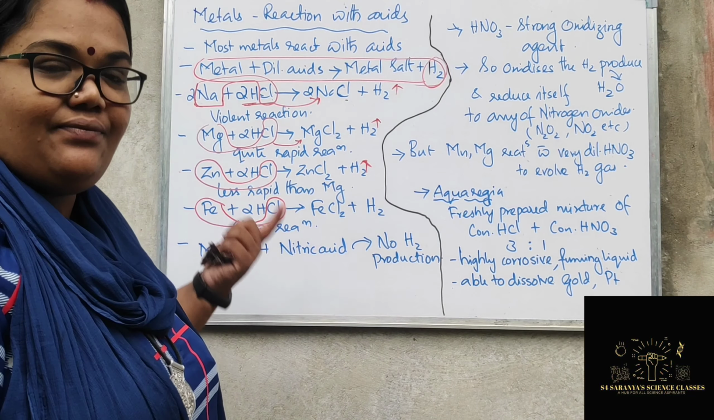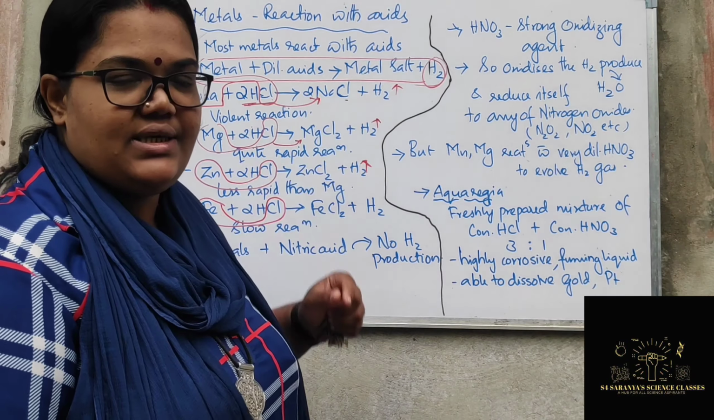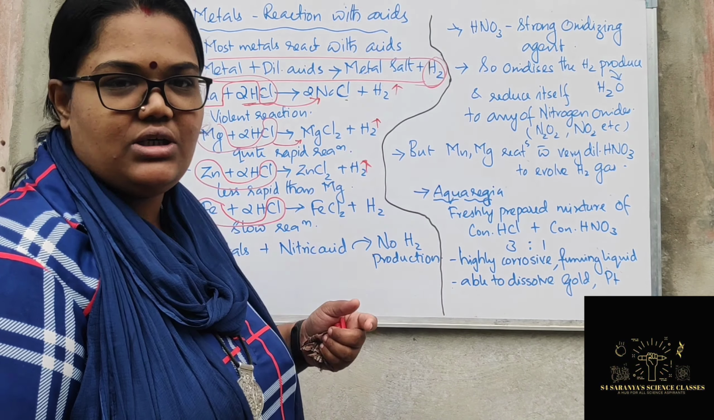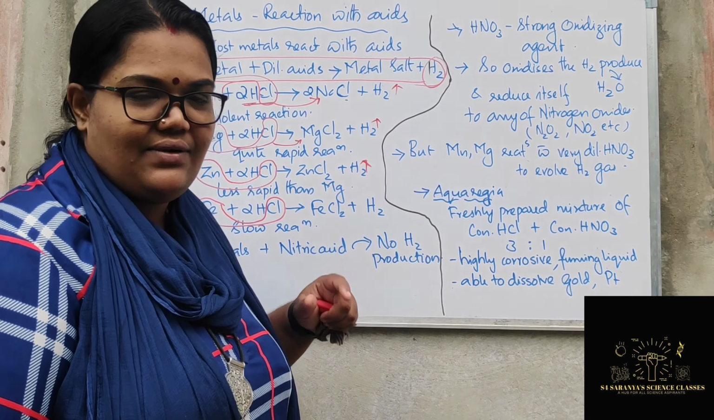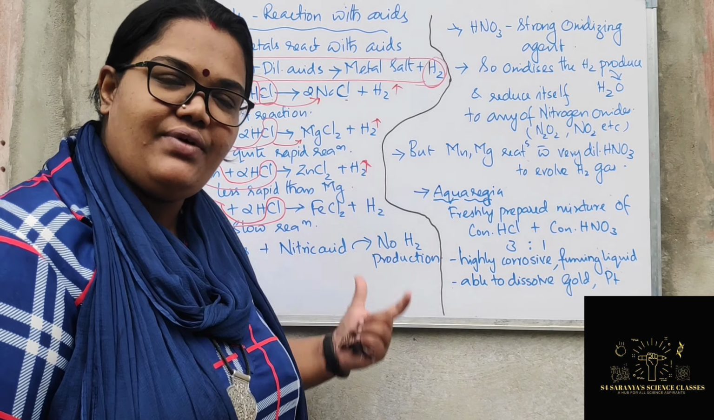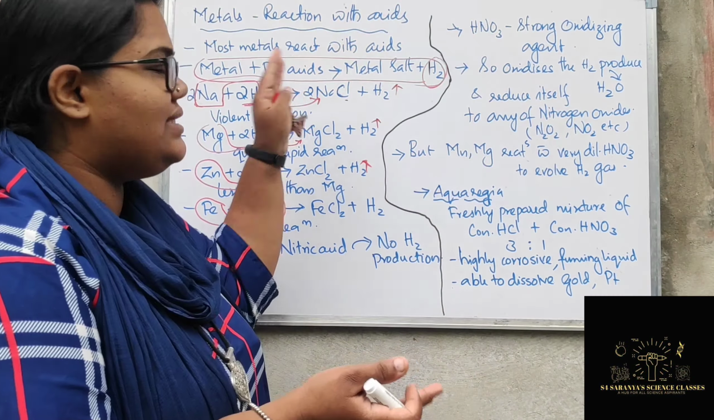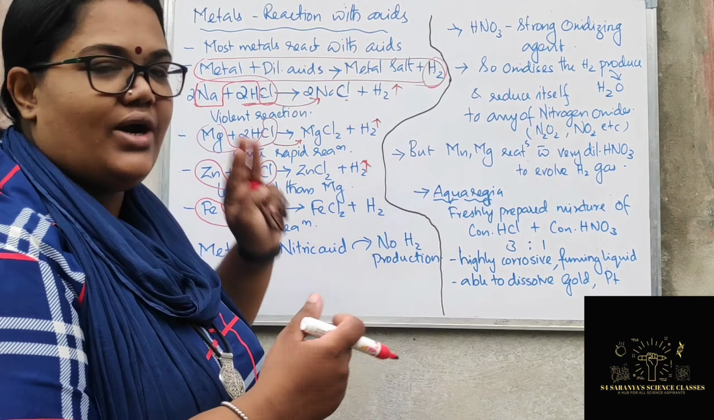If you are taking sulfuric acid, then what is the difference here? You will get sulfate salts: sodium sulfate, magnesium sulfate, zinc sulfate, like that. So according to the different acids and the different metals, you will get different metal salts. Generally we can say that the metal salt can be a chloride or a sulfate, whatever it is.